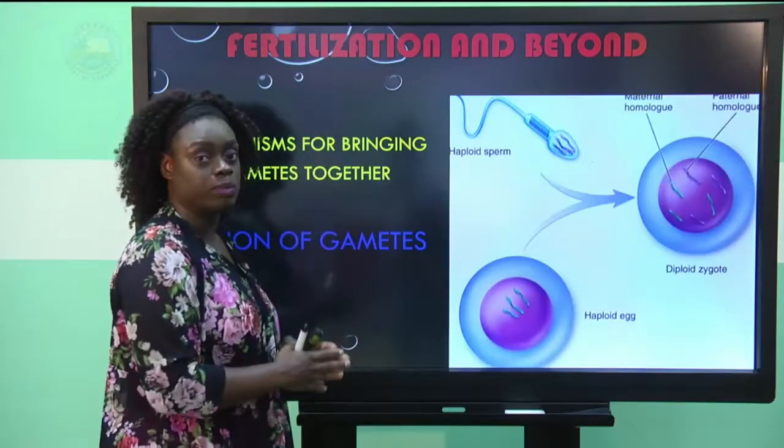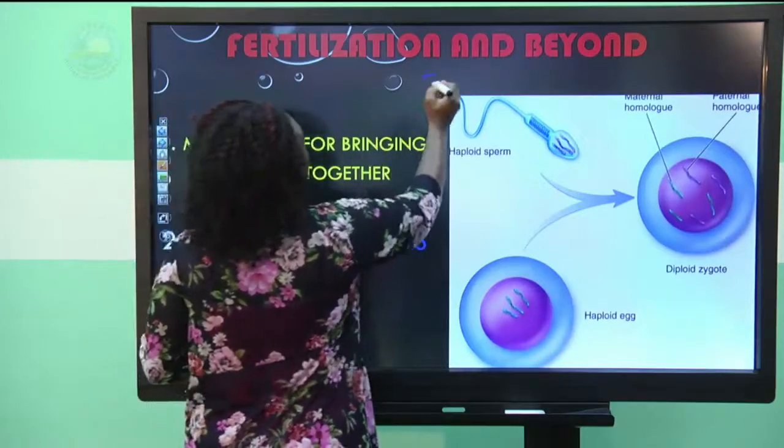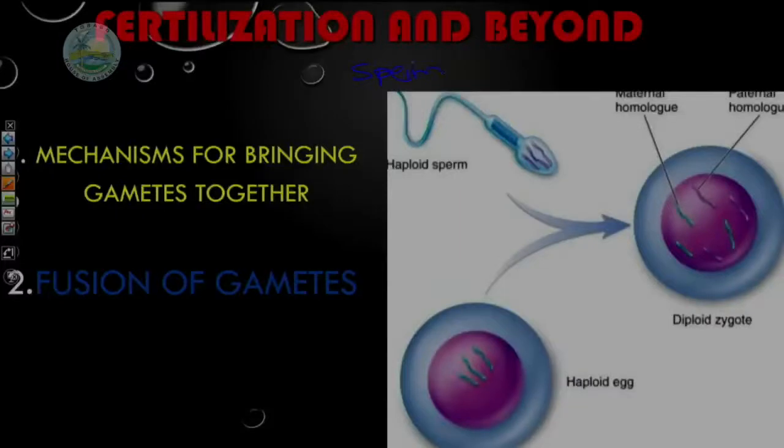the male gametes, which is your sperm. The correct name for sperm is spermatozoa, right? That sperm is a gamete, and we know that gametes are haploid. They have half the number of chromosomes, and the female gamete we know is called an ova or an egg. It is also haploid. So we have a haploid sperm and a haploid egg, and the only way for fertilization to take place is for them to meet.